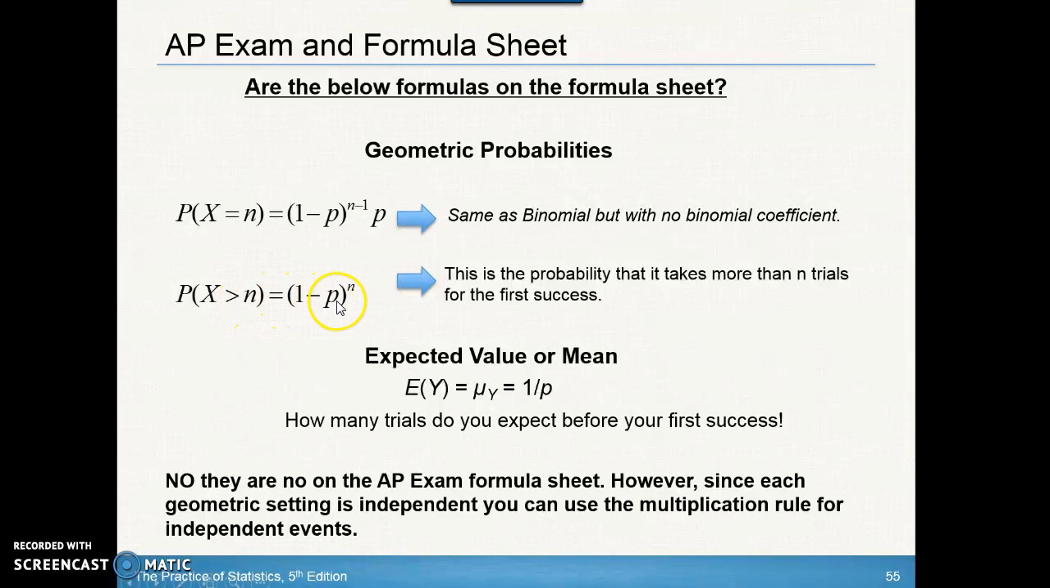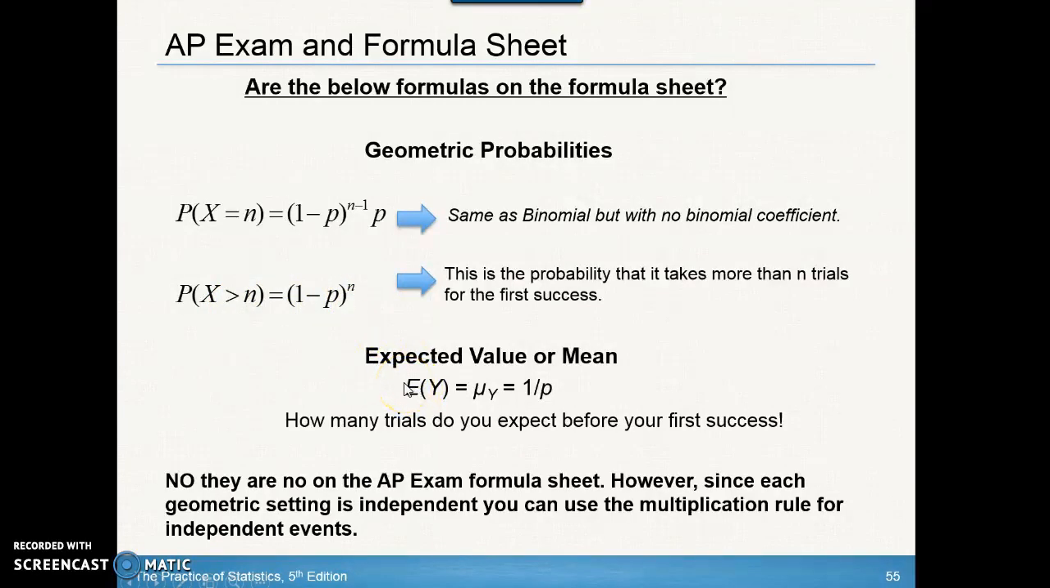This is saying I have at least 5 failures. So this is the probability of your failures raised to how many failures you're going to have before your first success. So all you have to do is say greater than 5. Okay, so that means I have at least 5 failures. So probability of failure raised to the 5th.